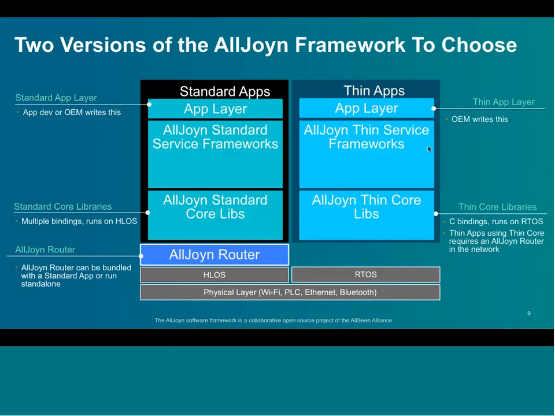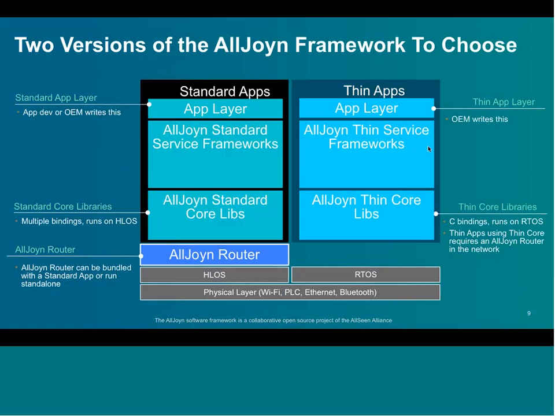That core library there is split into two parts. One is our standard core library, sometimes called SCL for short, and that is what runs on a high-level OS. It manages multiple threads. It has more complex API sets, mainly because of the multi-threading that exists in the framework. It also has another capability where it can bundle in that router with it. So you can have one application that you download from an app store on a mobile device, and that has all functionality self-included and can interact with any other AllJoyn entity in the network.